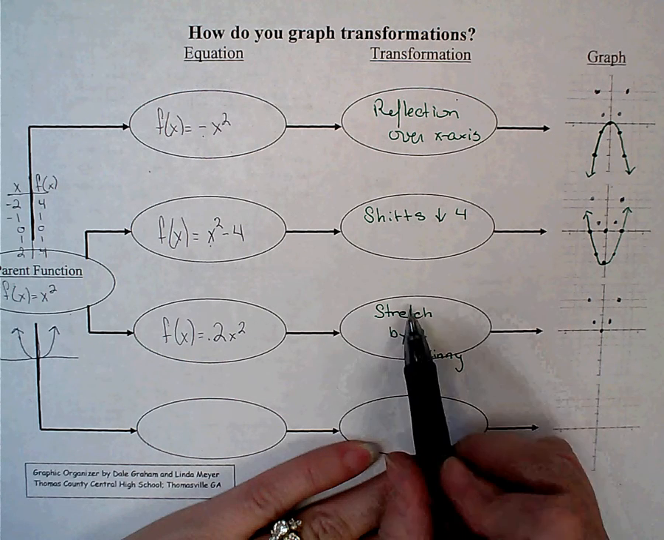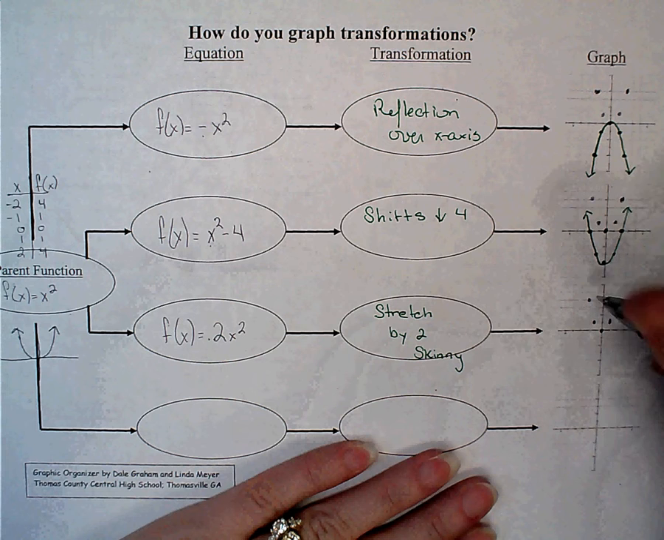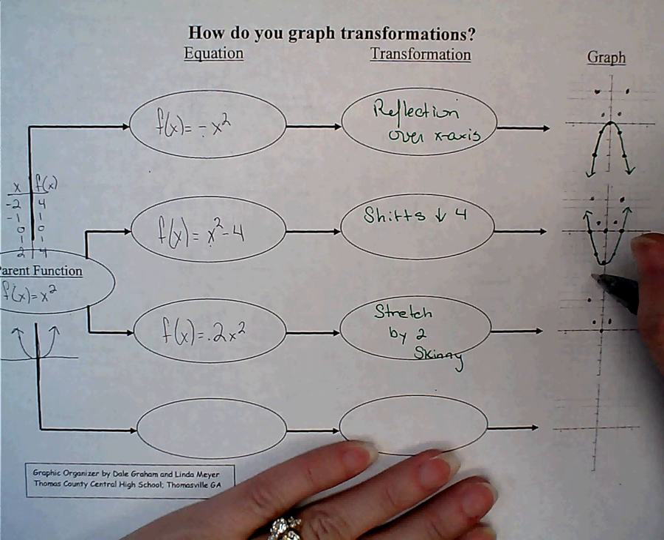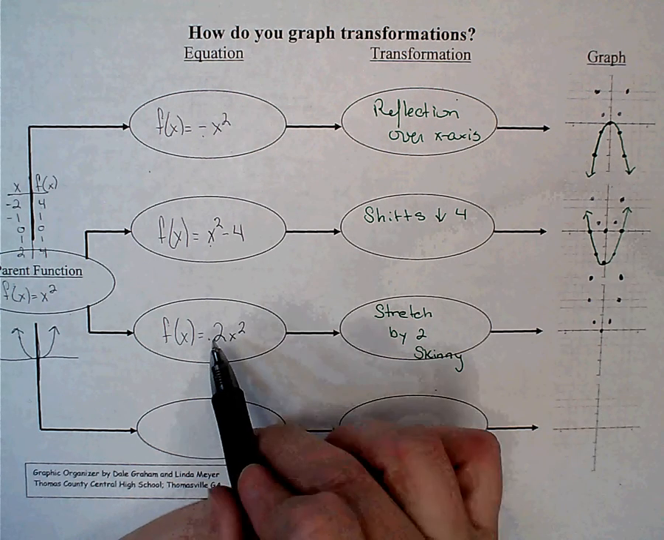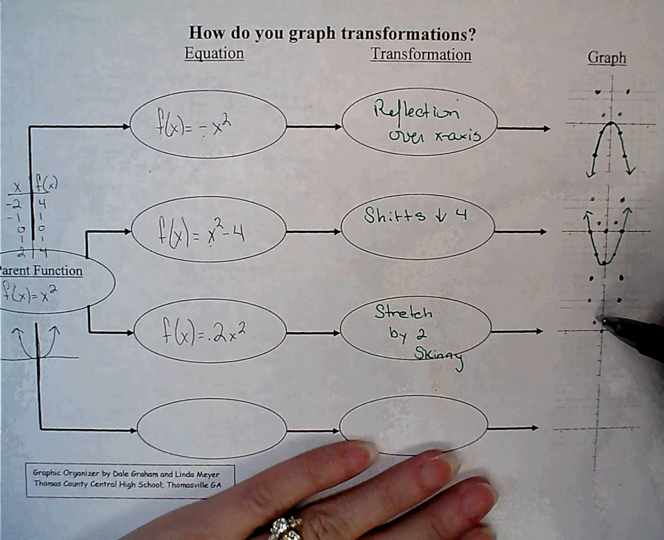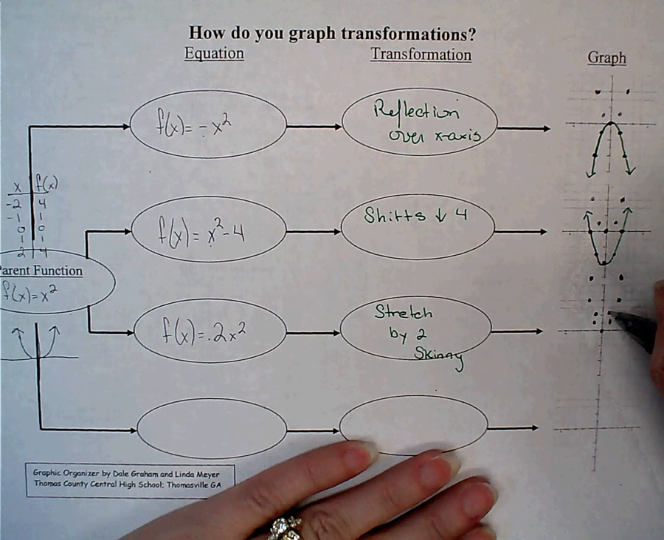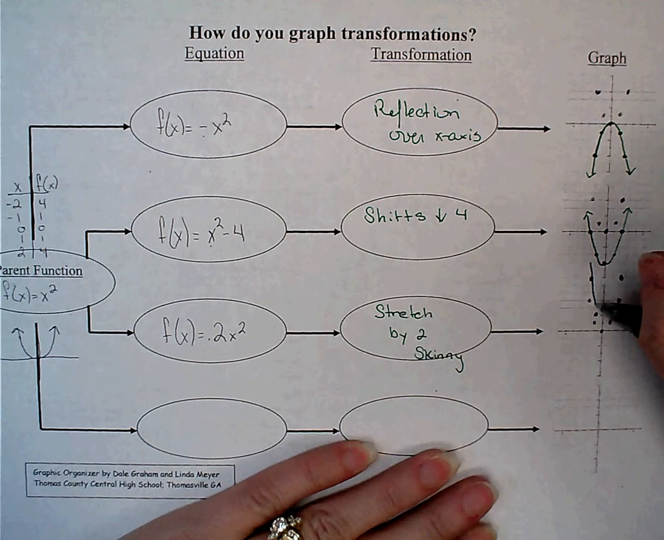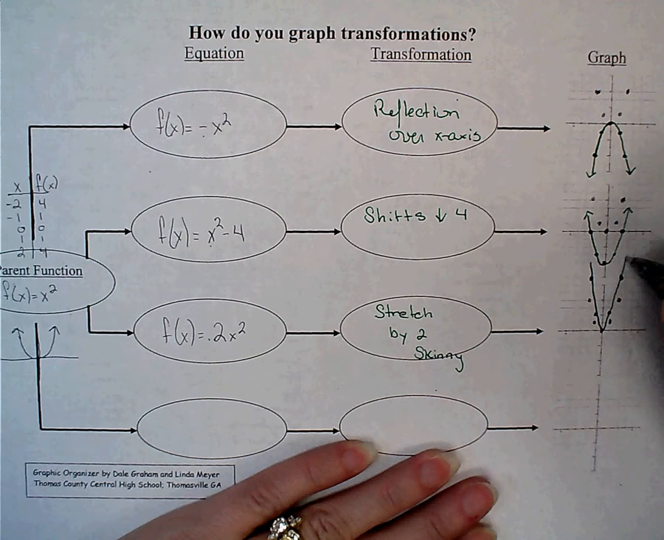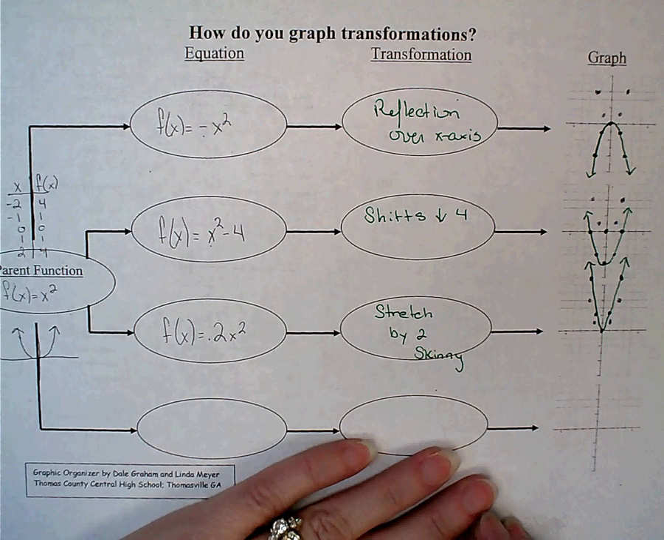So stretch by 2 means I come over here and I take 4 and I multiply it by 2. That means I'm going to be way up here at 8 now, on either side. If I know one side, I know the other. 2 times 1 is going to give me 2. So these have gone up here to the 2. 0 times 2 is still 0. So now my green graph, my transformed graph, is inside my parent function.